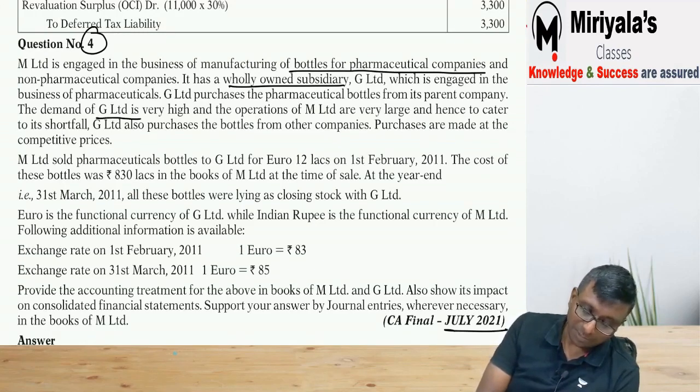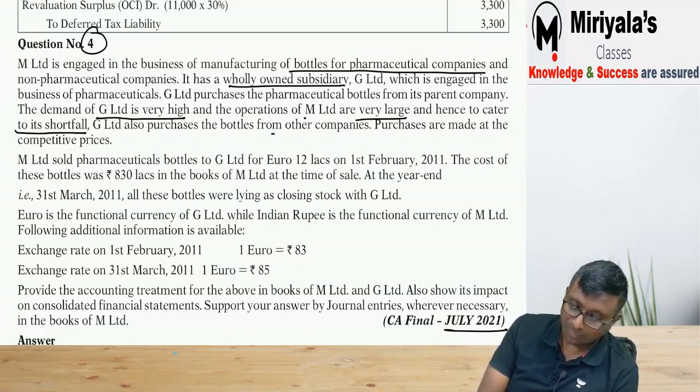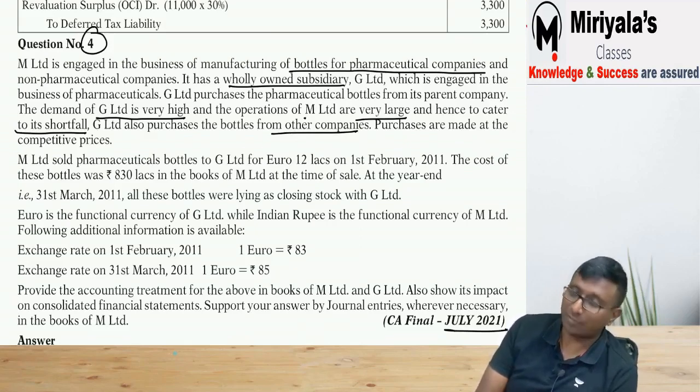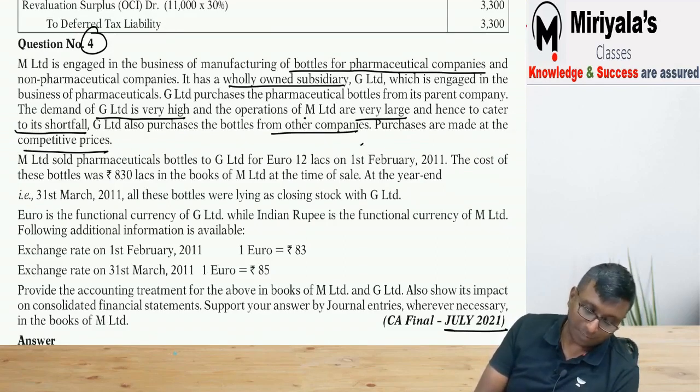The demand of G Limited is very high and the operations of M Limited are very large, and hence, to cater to its shortfall, G Limited also purchased bottles from another company. Yeah, few bottles from the parent, few from outside, because everything cannot be served from the parent. Purchases are made at competitive prices. M Limited sold pharmaceutical bottles to G Limited for euro 12 lakh.